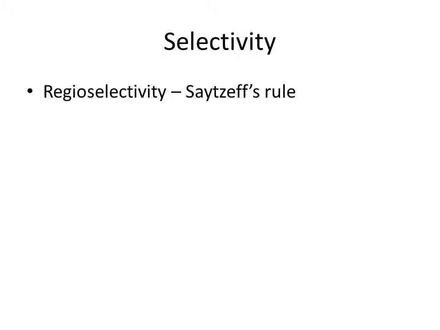Now, on that previous slide, you may have noticed that I said you remove a hydrogen from the next position over, but there's two possible next positions over that have hydrogens. So we're going to have to worry about selectivity. When we talk about eliminations, we'll find that there's a question of what's called regioselectivity.